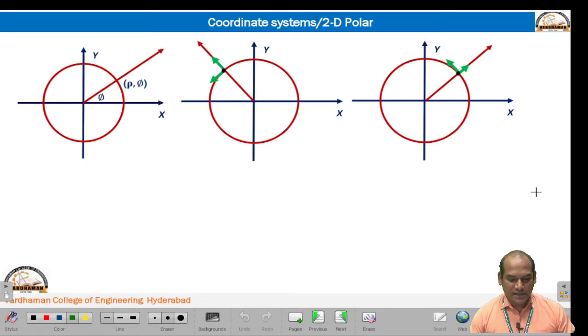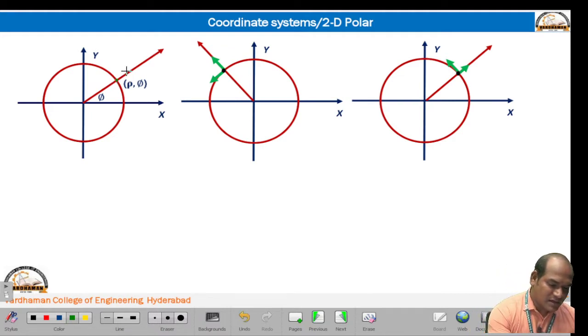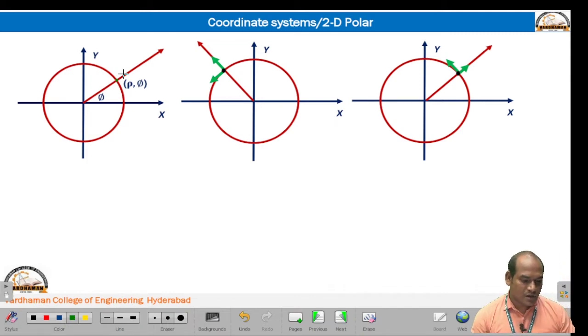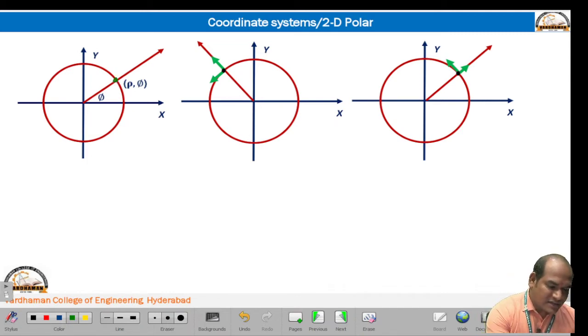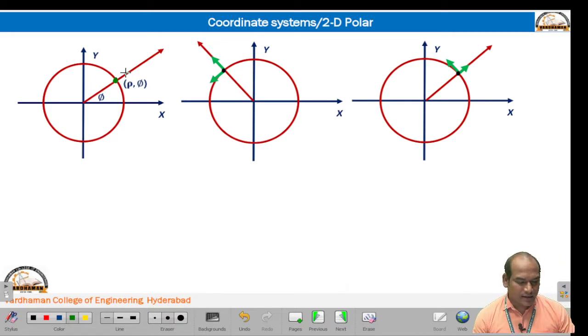Okay, now we will see the directions of the a_rho cap and a_phi cap. As I said earlier, by having the values of rho and phi, we represent the point like this. Here the point is available, and at this particular point, if it is a vector, we have to represent the direction of a_rho and a_phi. Now we will take this example. Here I have already mentioned the a_rho direction is this side and the a_phi direction is this side, in this direction.